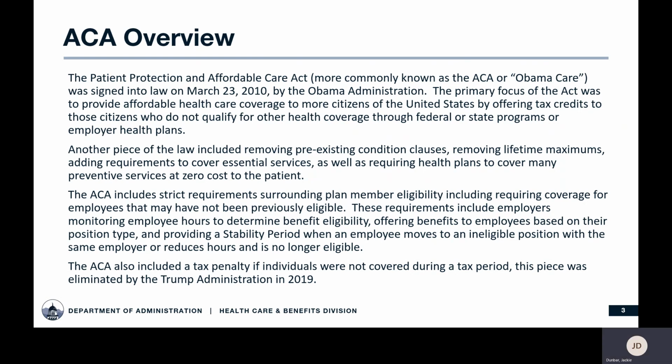The ACA includes strict requirements surrounding plan member eligibility, including requiring coverage for employees that may have not been previously eligible. These requirements include employers monitoring employee hours to determine benefit eligibility, offering benefits to employees based on their position type, and providing a stability period when an employee moves to an ineligible position with the same employer or reduces hours and is no longer eligible. The ACA also included a tax penalty if individuals were not covered during a tax period. This piece was eliminated by the Trump administration in 2019.